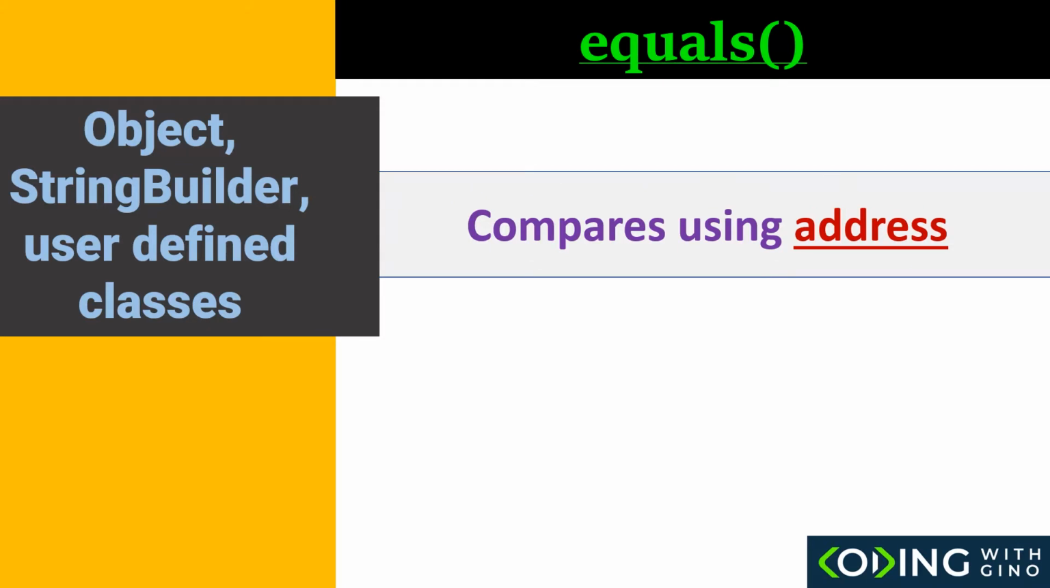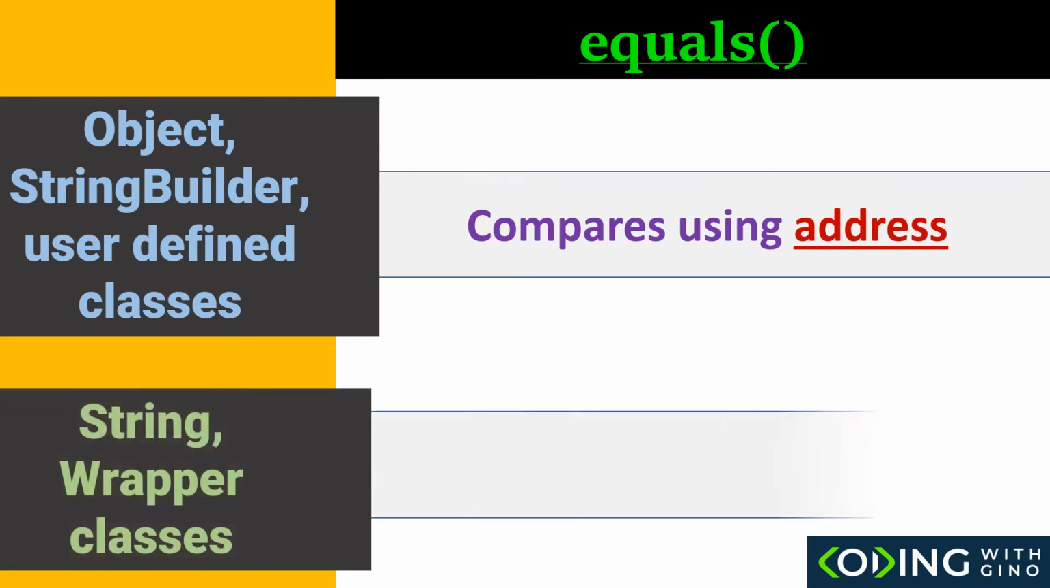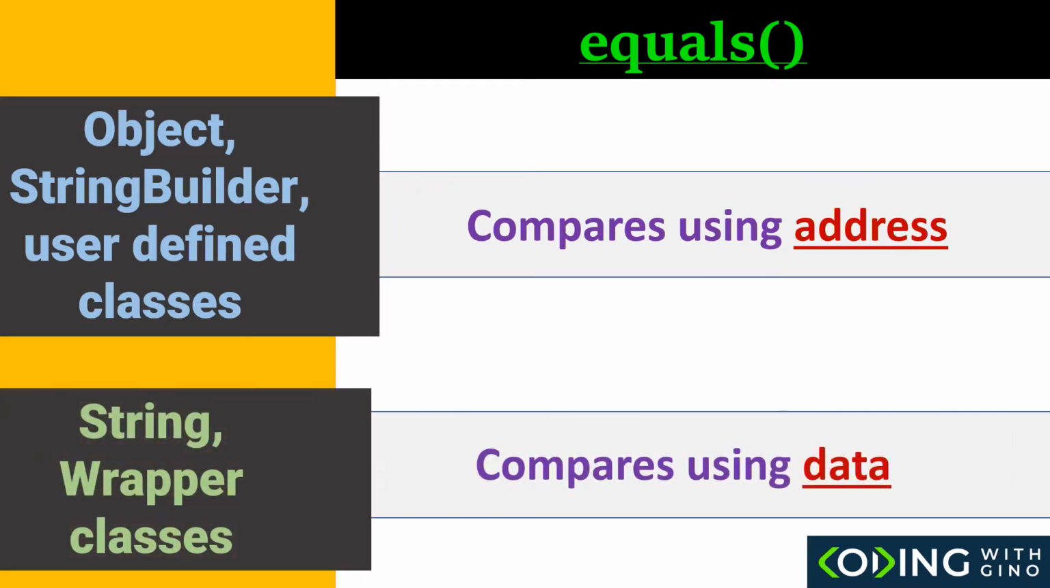Even in user-defined classes, meaning the classes that we create, the equals method is inherited from object class by default, so it too is compared using address. But don't forget, a user-defined class can always override the equals method and define its own logic to compare objects based on their data instead of address. On the other hand, the equals method has been overridden in string class and all the wrapper classes to compare objects based on their data. Remember these details for the exam.